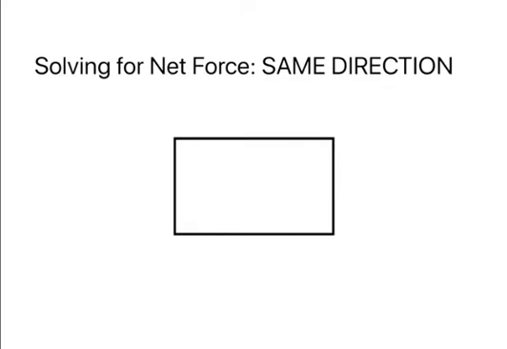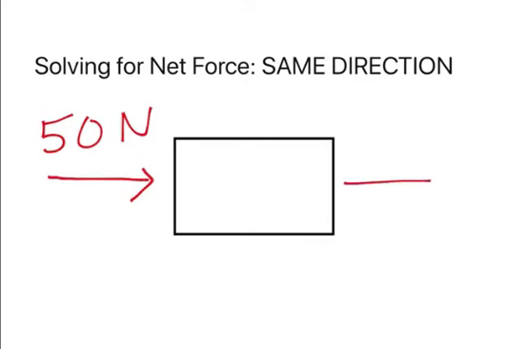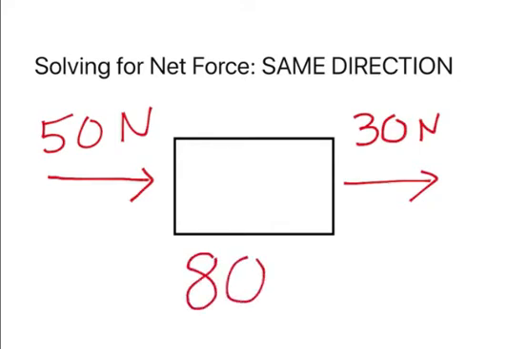So let's say we have this box, and this is a magical world where friction doesn't exist. If we have a force that is pushing the box to the right, and it's pushing it at 50 newtons, and we have a force pulling the box to the right on the other side, and this time it's going at 30 newtons. Because the arrows are pointing in the same direction, we would say that this object's net force was 80 newtons to the right. You always have to include the arrow.